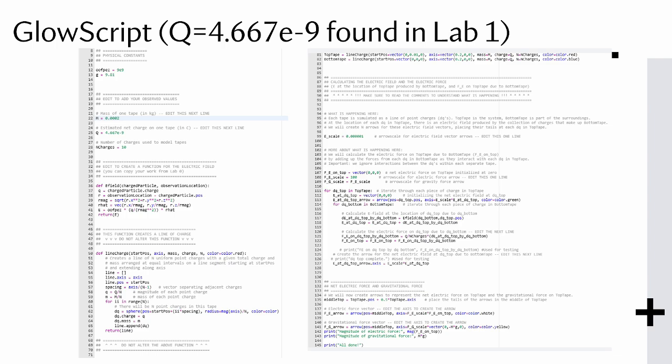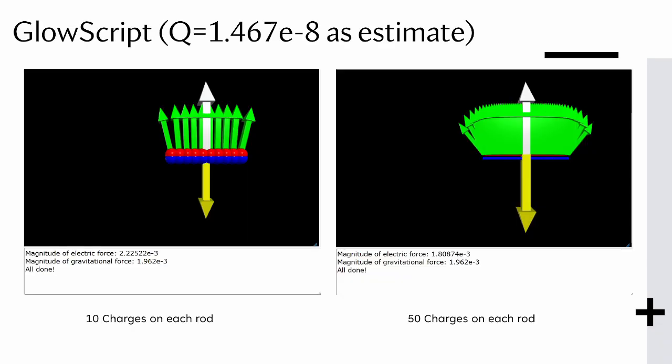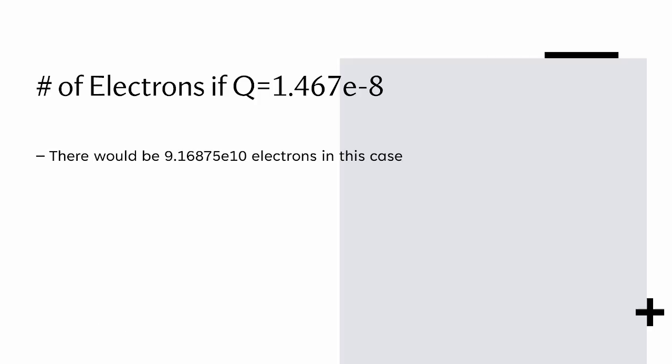A likely source of error in why our electric force was different from our gravitational force was that our Q was inaccurate since we found it when assuming the tapes were a point charge. I found that a better estimate for Q is 1.467 times 10 to the negative 8 coulombs, where the force when there are 10 point charges is 2.225 times 10 to the negative 3 newtons. When there are 50 point charges, the magnitude is 1.809 times 10 to the negative 3 newtons. If Q did equal this estimate, there would be 9.169 times 10 to the 10 electrons.